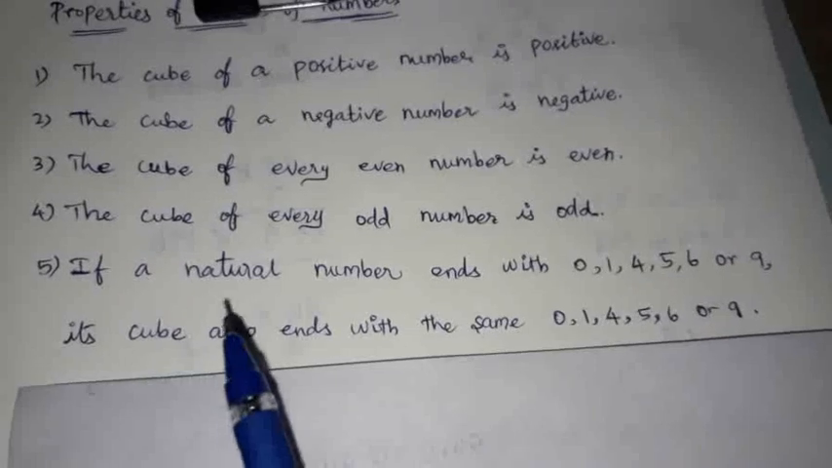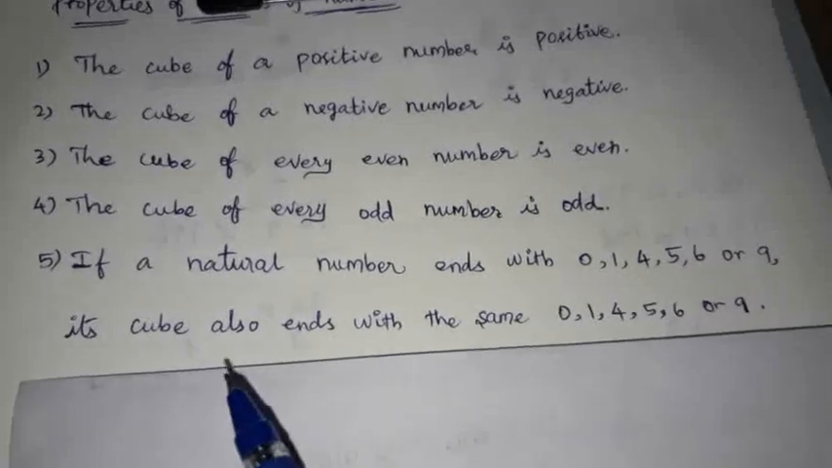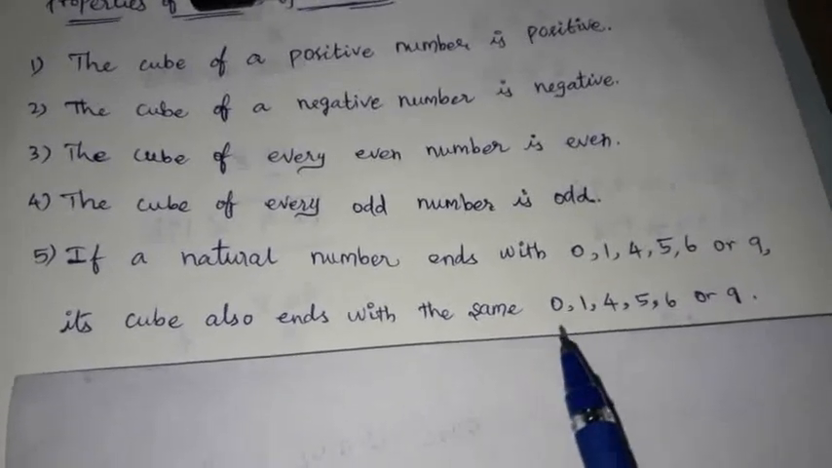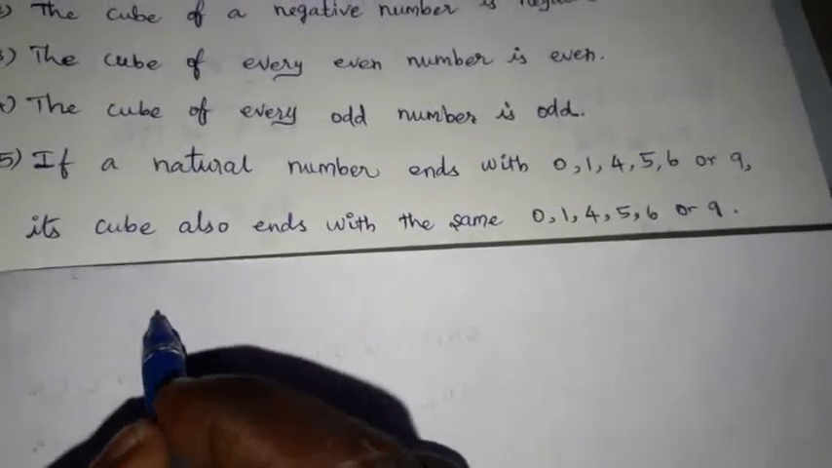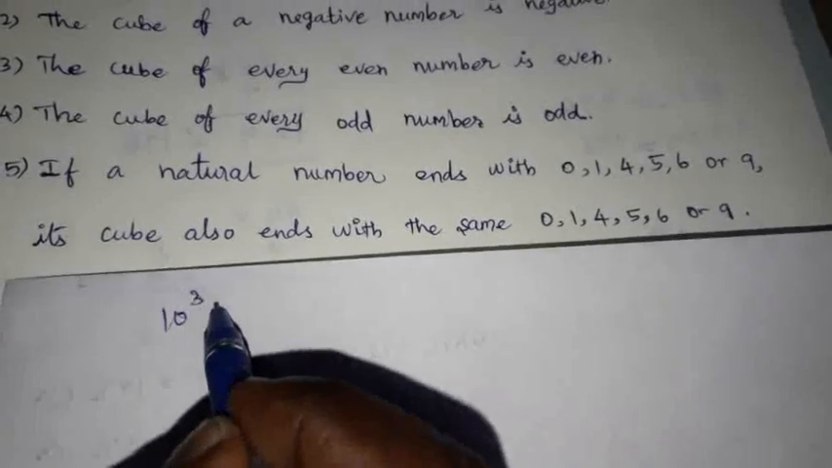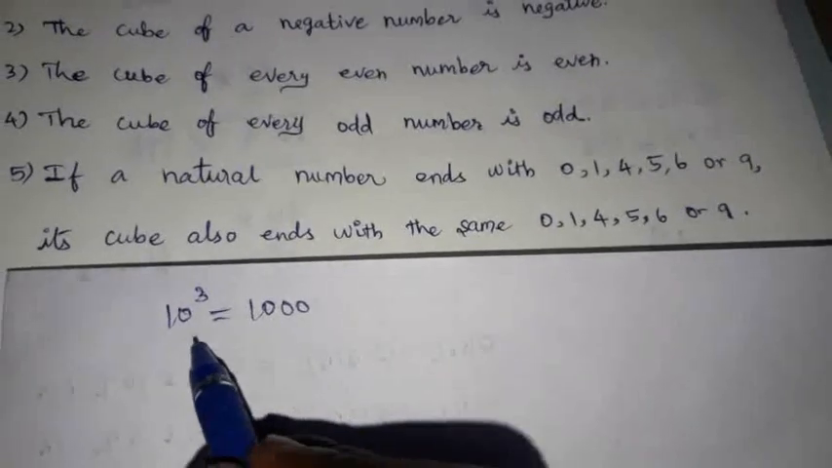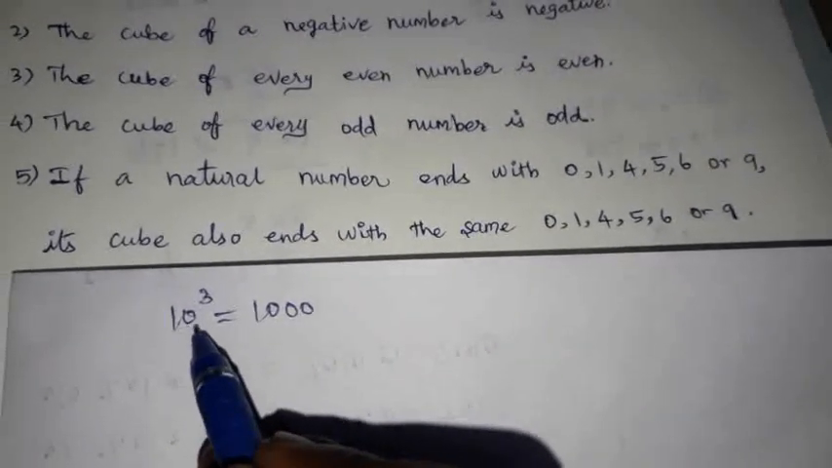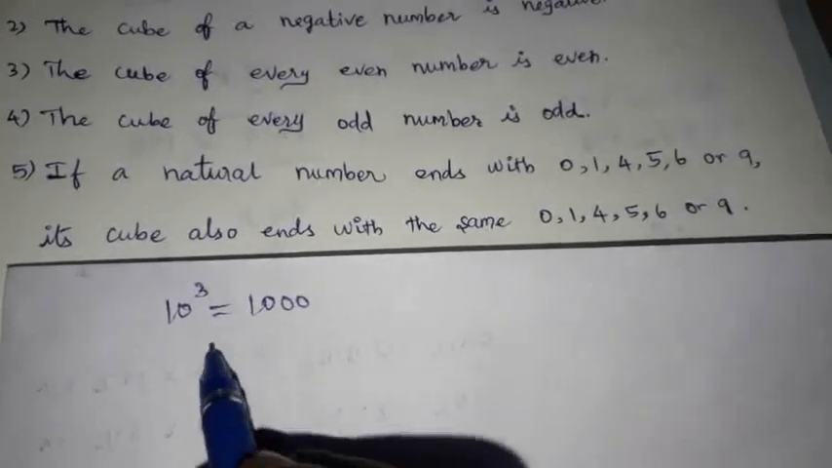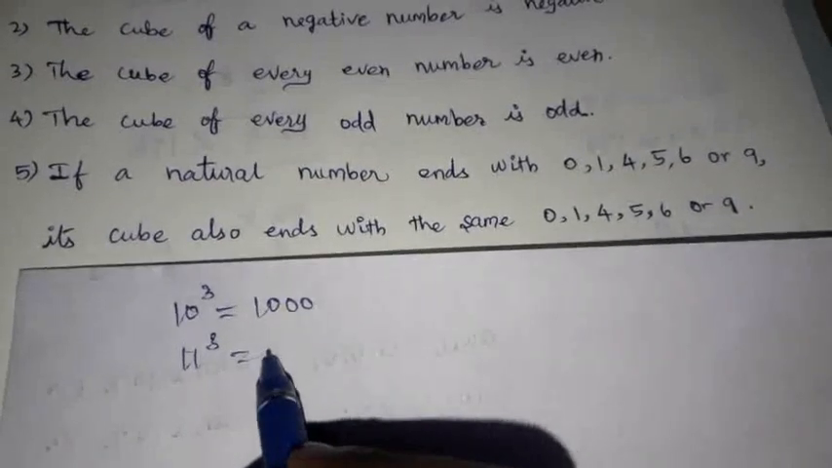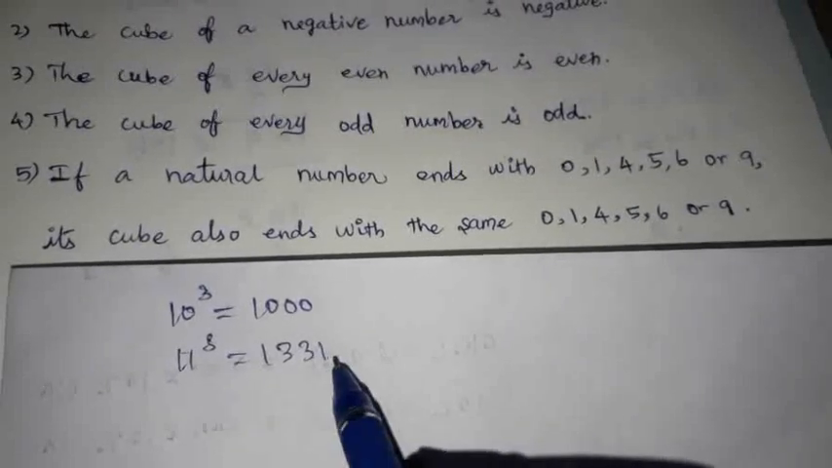Fifth property, if a natural number ends with 0, 1, 4, 5, 6 or 9, its cube also ends with the same 0, 1, 4, 5, 6 or 9. Let us see the example. We take a number 10 and then its cube is 1000. See here, the number 10 ends with 0 and the cube also ends with the same 0. Let us take a number 11 and its cube is 1331. This number also ends with the same 1.